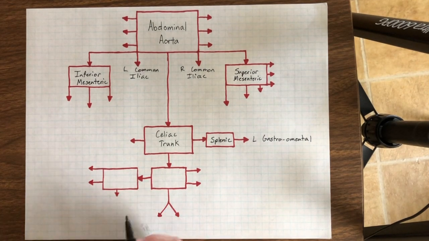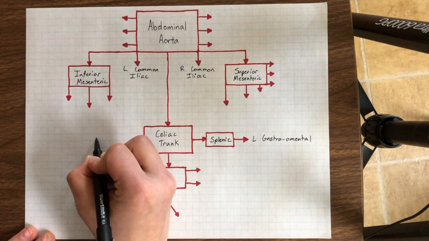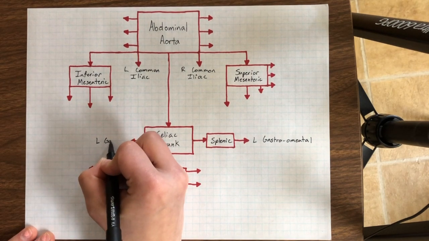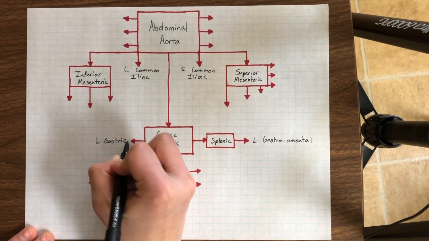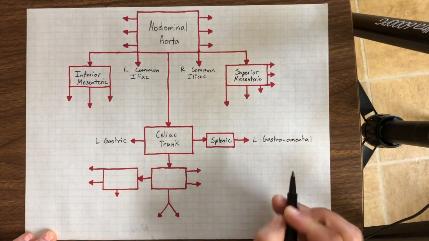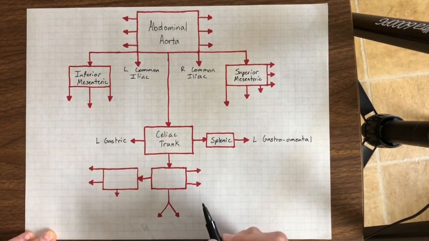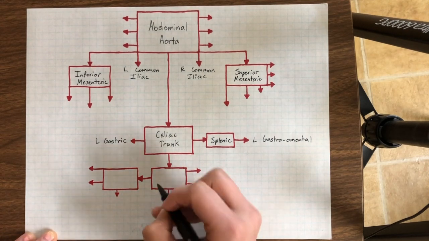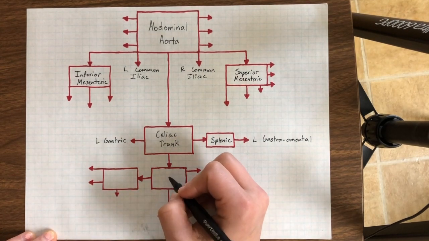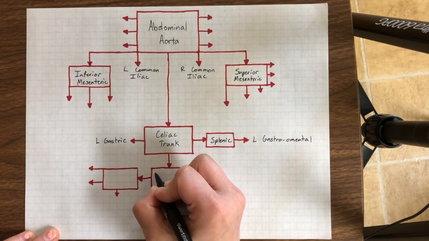On the other side of the celiac trunk, we're going to have the left gastric artery coming off. And gastric arteries are going to supply the lesser curvature of the stomach. So we've got gastroomental supplying the greater curvature and gastric supplying the lesser curvature. The last branch that's going to be coming off of the celiac trunk itself is going to be the hepatic artery proper.